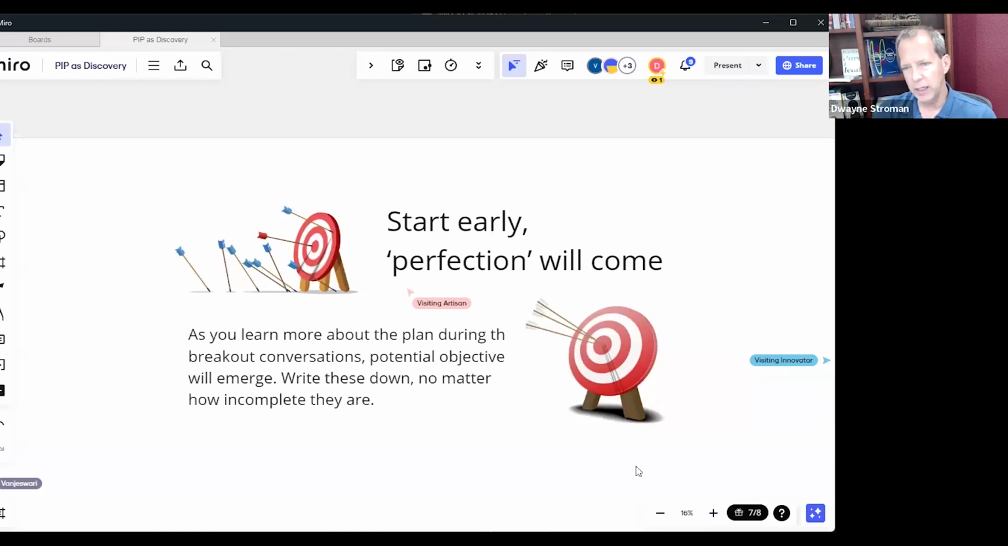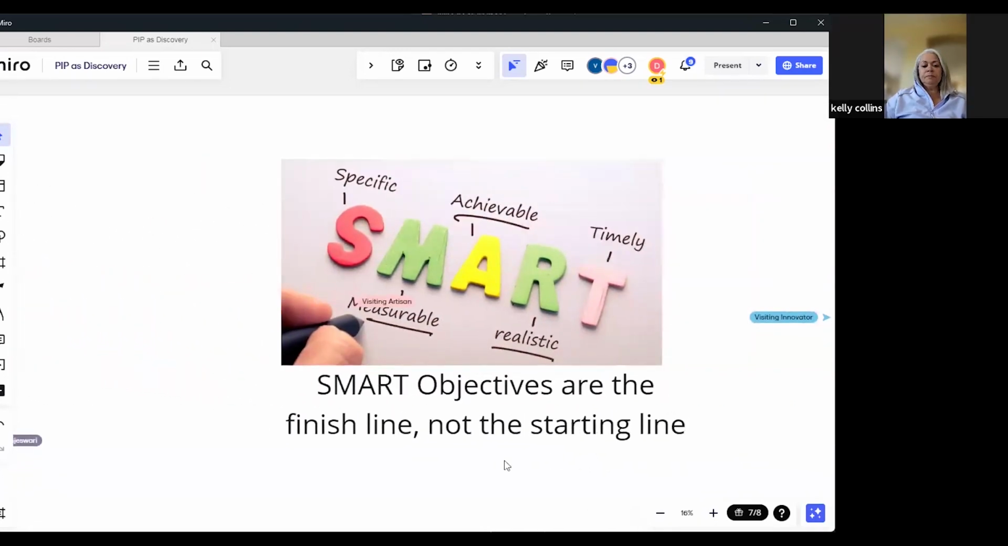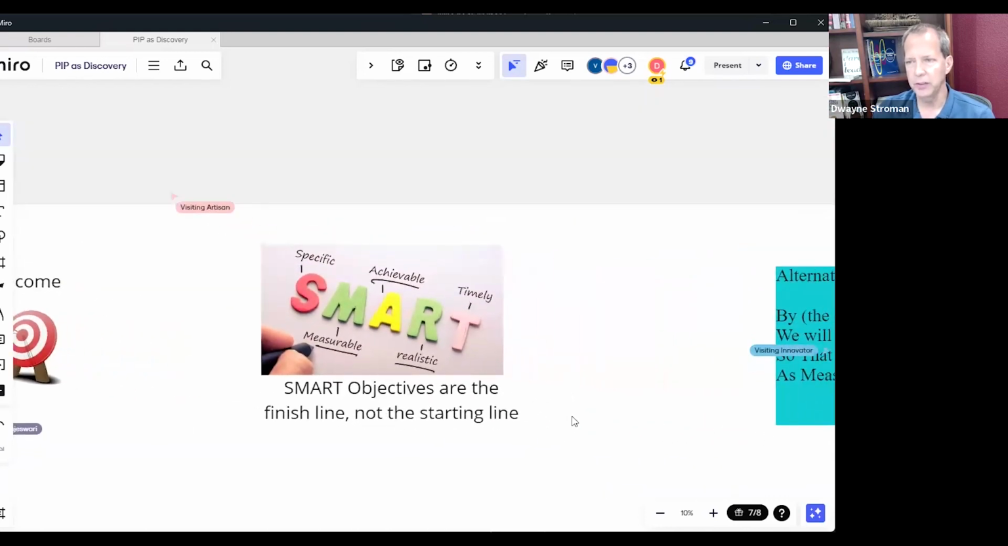And as we continue to iterate, we'll be able to populate those objectives, to flesh them out, to add fidelity to them. And as we do, that's when we start to get to the SMART objectives. That's when we get specific and measurable. It's our end goal. It's not the starting line, it's the finish line. So remember that when we talk about SMART objectives, it's a target, not the initial starting point.